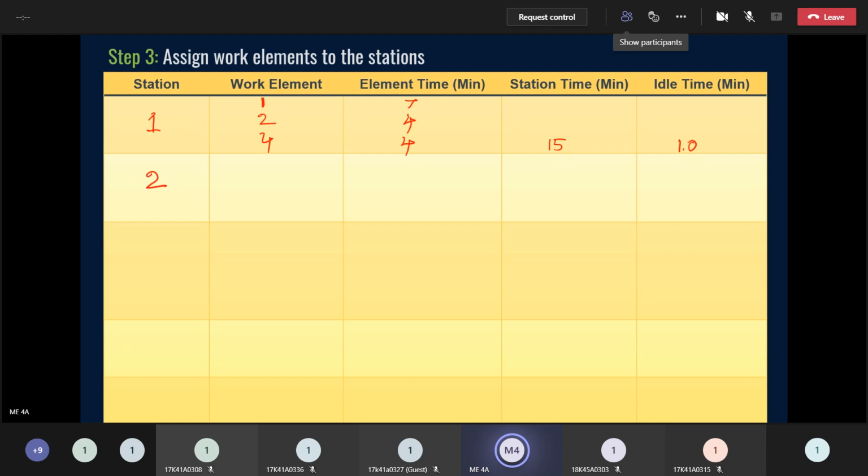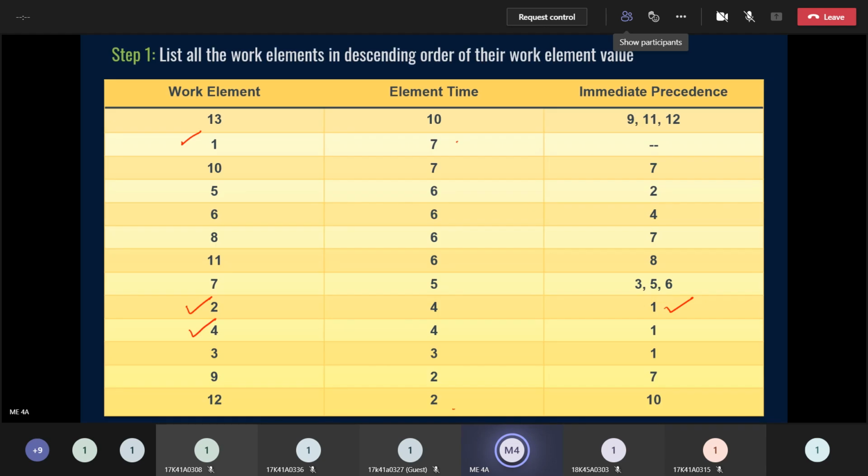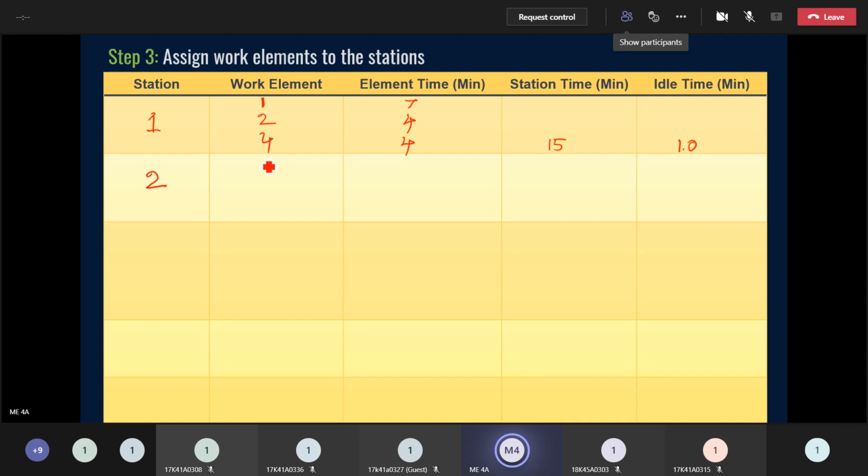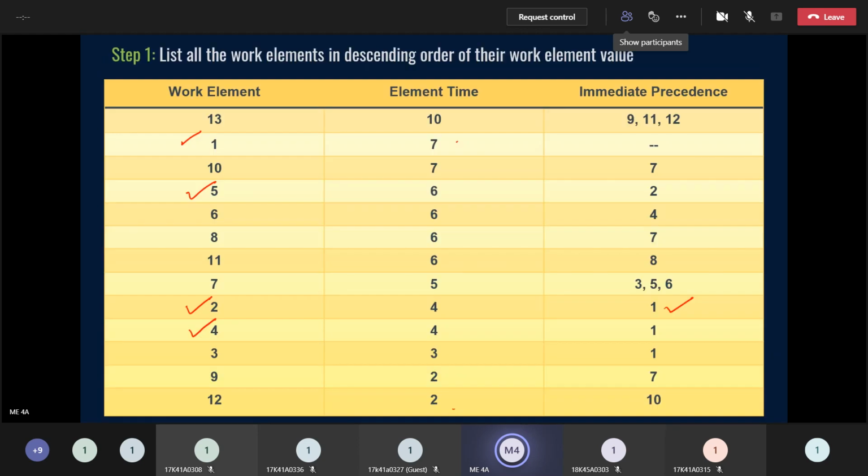Now let us start station 2. 1, 2, 4 are over. Again, start from the top. Which element can I assign? Fifth one. Correct. Work element 5, 6 minutes. 2nd is already over. Next element, again from the top. 6th, correct. 6th one takes another 6 minutes. Precedence is satisfied.